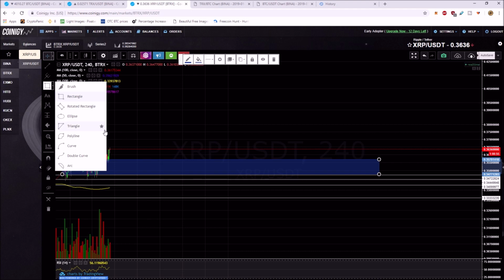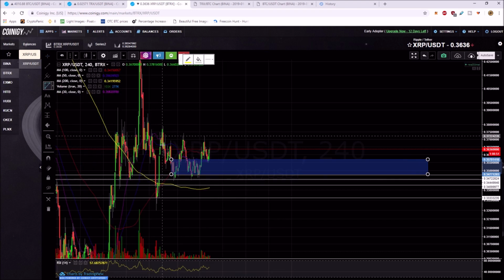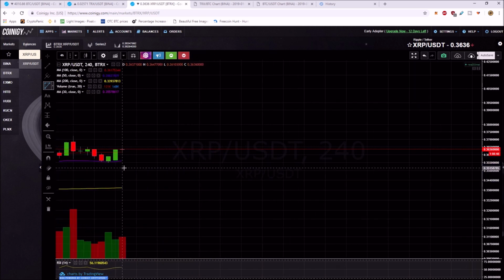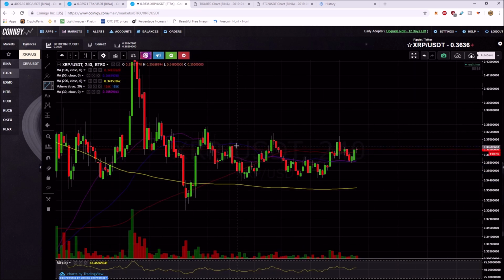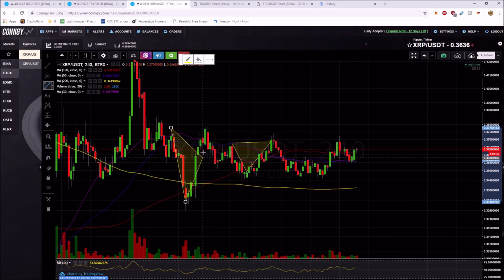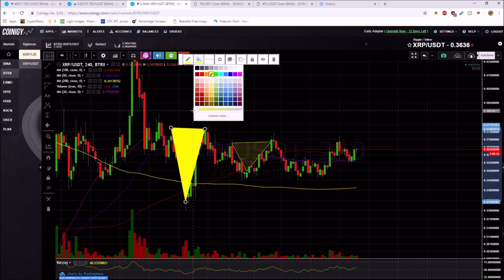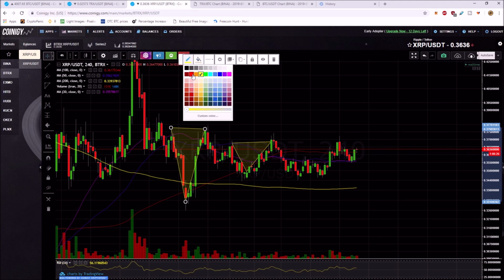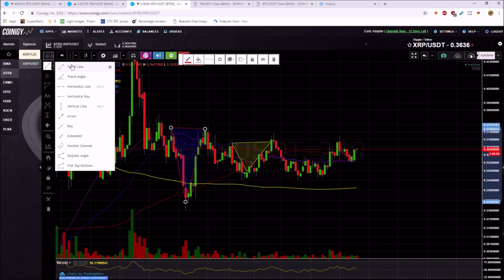I'll use triangles on double bottoms, double tops, and basically you're drawing these triangles. This is not really anything but just to show you guys, if this is a Head and Shoulders, how you get your, that's what I use triangles for. And then you can go in, you can set the darkness of the triangle, see how it's completely solid versus light. Charts take a little bit of time. You can change the outline colors. Basically, you're going to use these line segments.